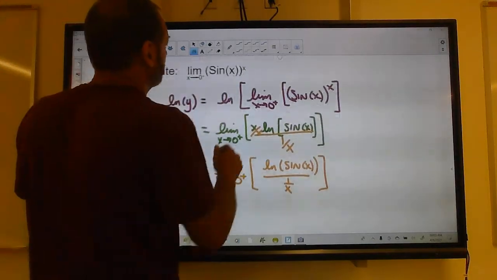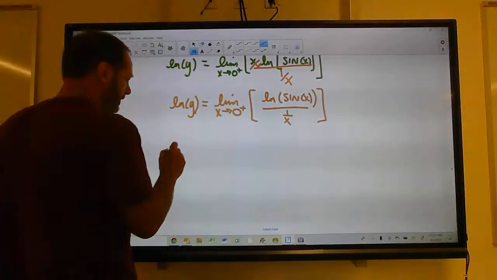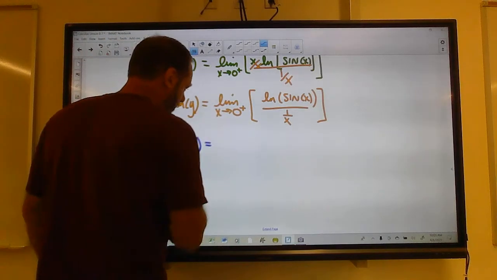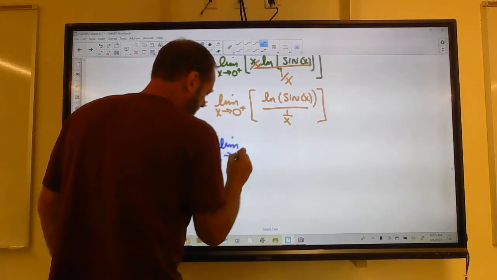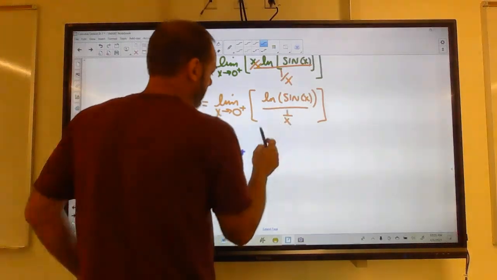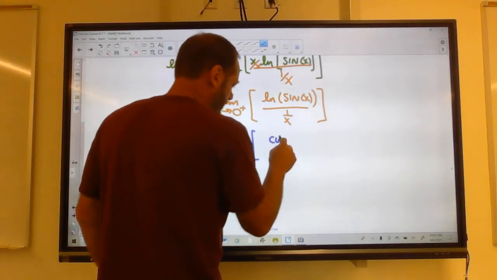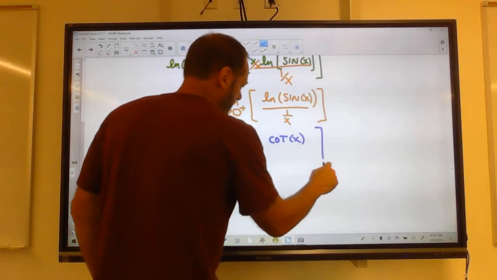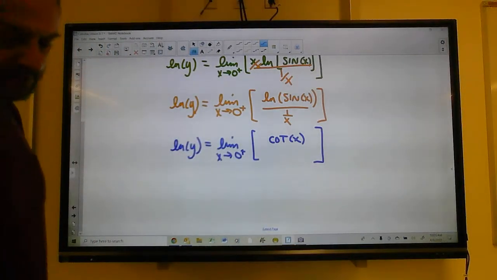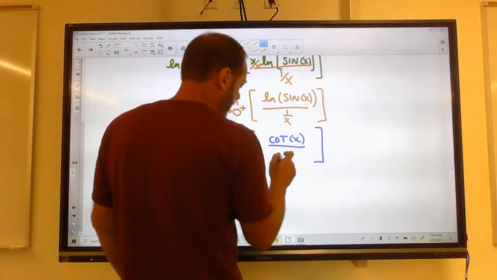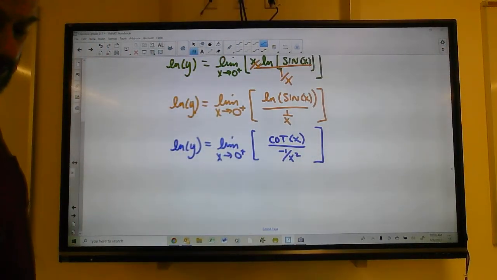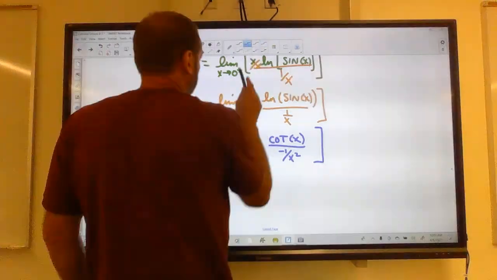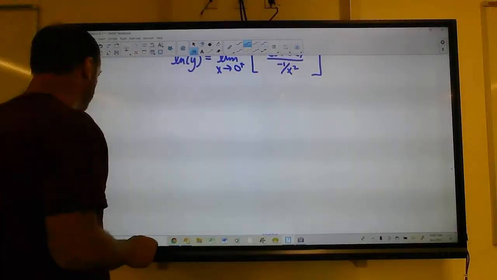Now, this is where it's really handy to remember your trig formulas. So the derivative of this is cotangent of x. That's one of those ones nobody remembers. And this ends up being negative 1 over x squared, just like it was the last time. Now, here's a trick that a lot of people don't think about, but it's pretty simple.